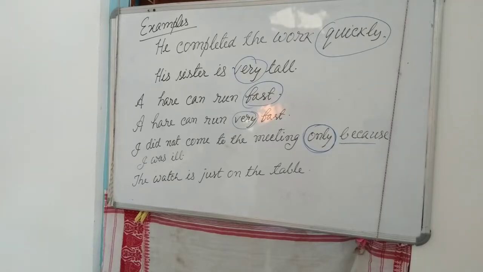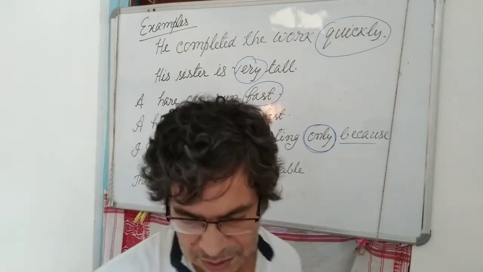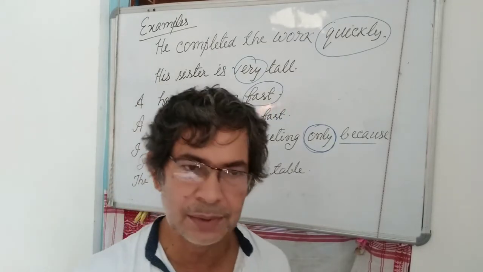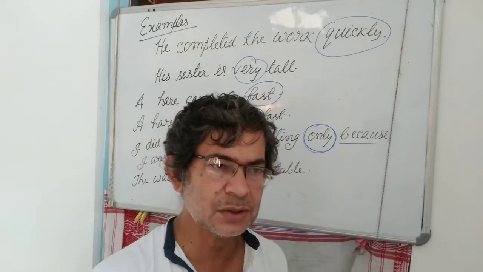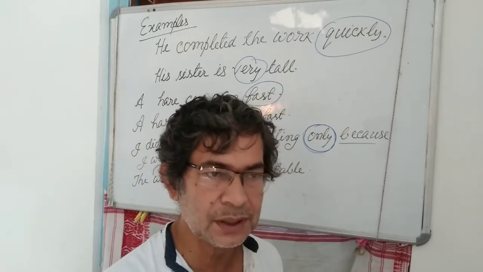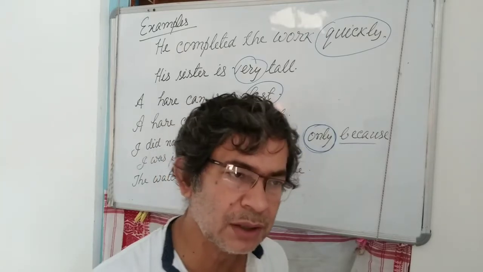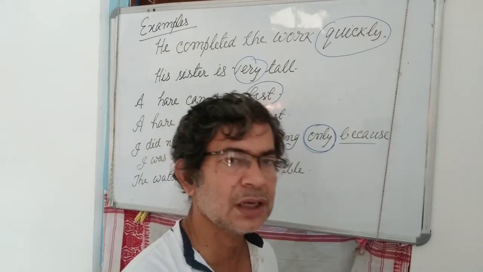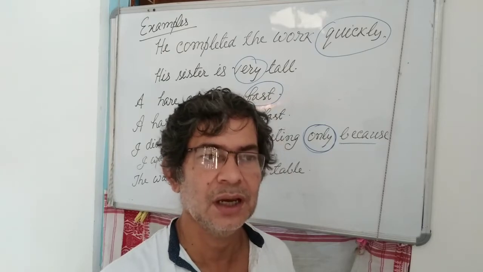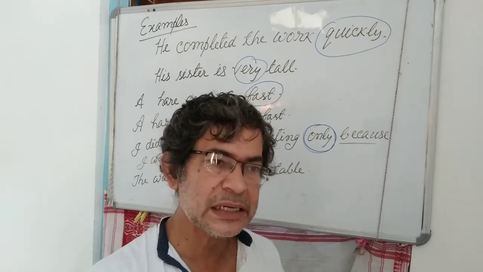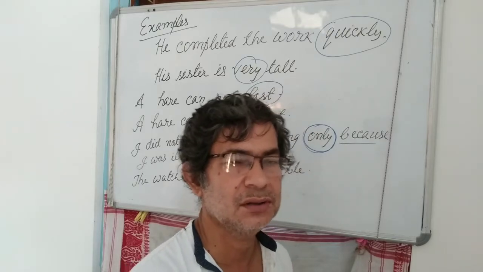The watch is just on the table. The watch is on the table will mean that the watch is kept on the table. But what happens? The watch is just on the table. That means at the edge of the table, at the brink of the table. If you move the table, what will happen? The watch will fall to the ground. That means the watch is just on the table means if any change of position is made, it is likely to fall on the ground.